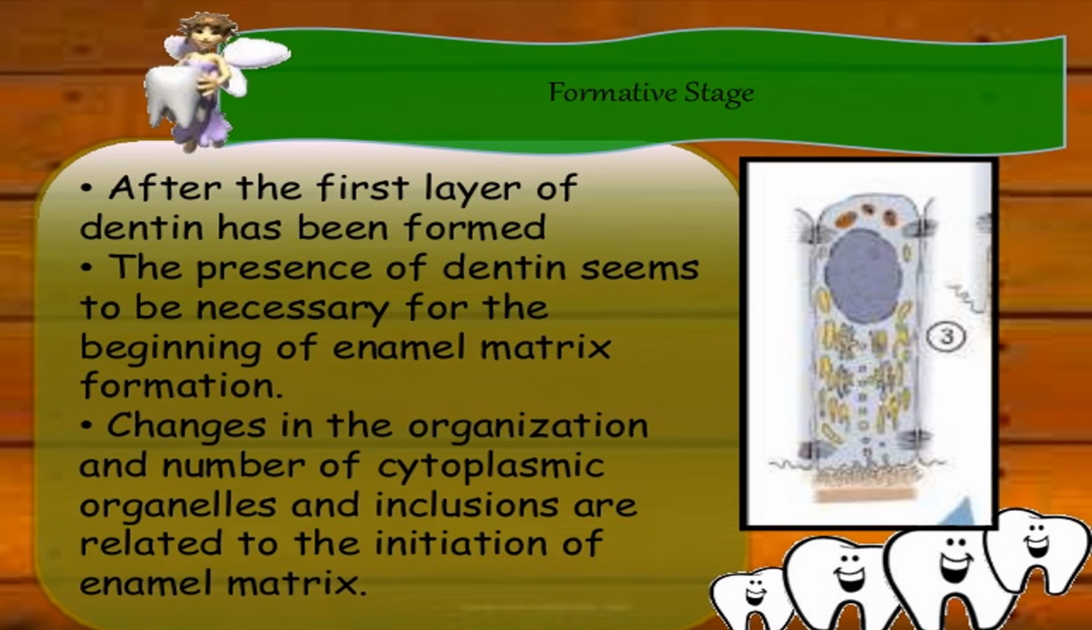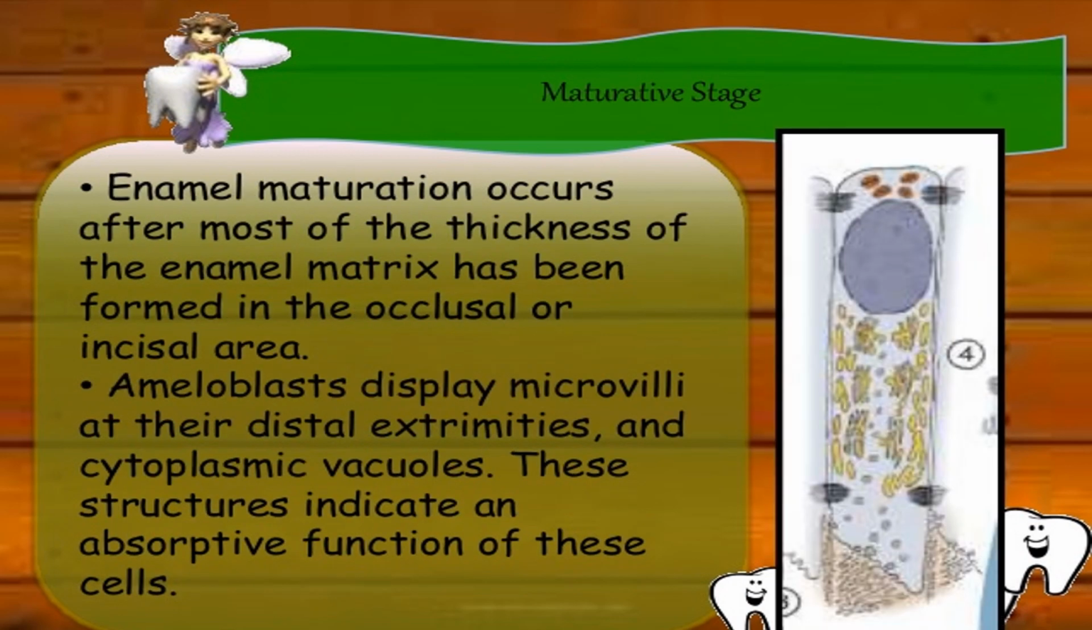Now, in the formative stage, there are changes in the organization and number of cytoplasmic organelles, and inclusions are related to the initiation of the enamel matrix. Maturative stage. Enamel maturation occurs after most of the thickness of the enamel matrix has been formed in the occlusal or incisal area. Ameloblasts display microvilli at their distal extremities and cytoplasmic vacuoles. This structure indicates an absorptive function of these cells.